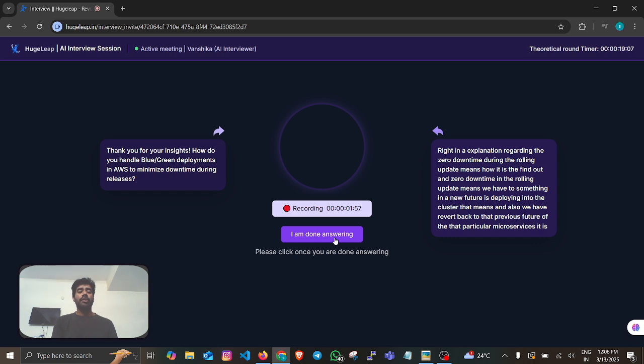Yes, blue-green deployment is a deployment strategy. We create two environments: one is the blue environment, the second one is the green environment. The blue environment contains the old pods running. We shift services into the newly deployed green environment. For minimal downtime during the release, I use one strategy on the AWS side.